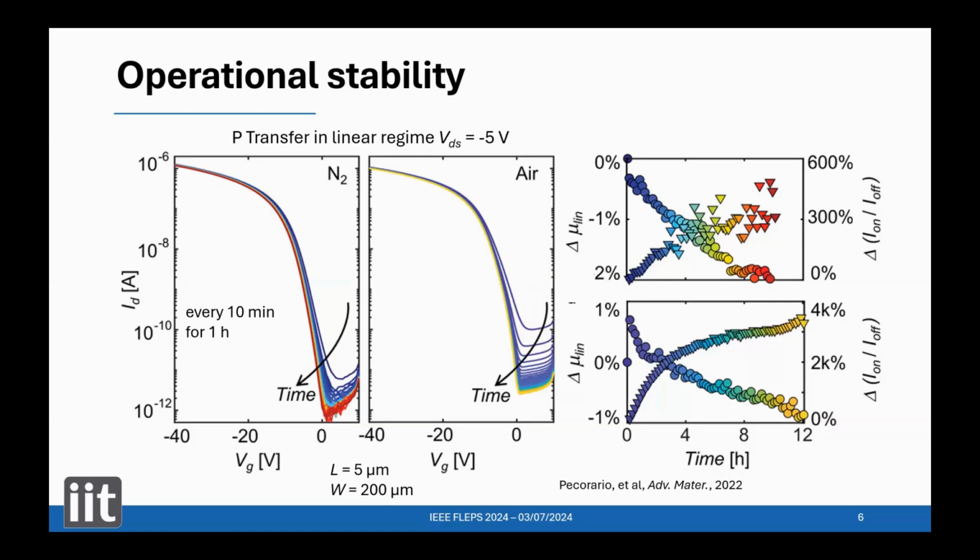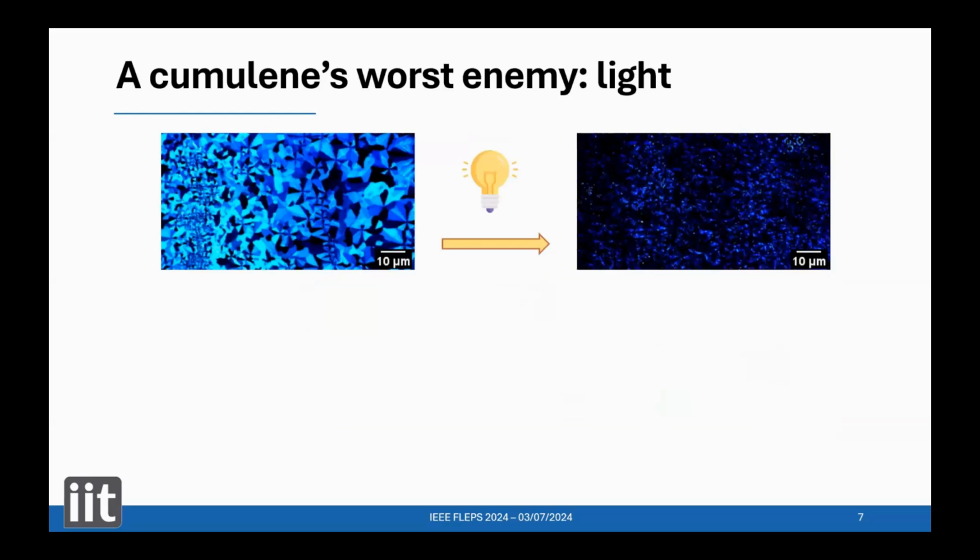We have a condition where 3pH is not so stable, and that is under light, unfortunately. So this is what happens to a Cumulenic, in particular 3pH film, after 60 seconds under regular optical microscope light. Signs of degradation are quite evident, so the crystalline structure is permanently degraded after this exposure.